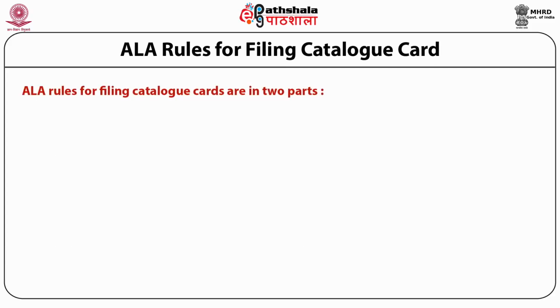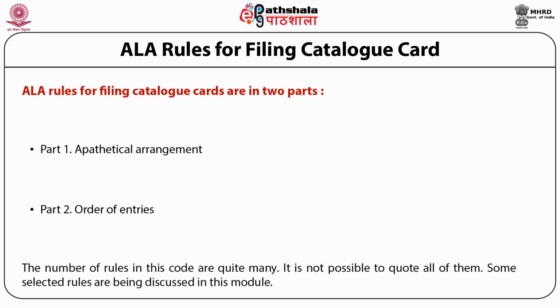ALA rules for filing catalog cards are in two parts. Part 1, alphabetical arrangement. Part 2, order of entries. The number of rules in this code is quite large. It is not possible to quote all of them. Some selected rules are being discussed in this module. Basic order. First, the basic order is alphabetical, word by word, except in certain areas where numeral or chronological arrangement is preferable. Page 1.